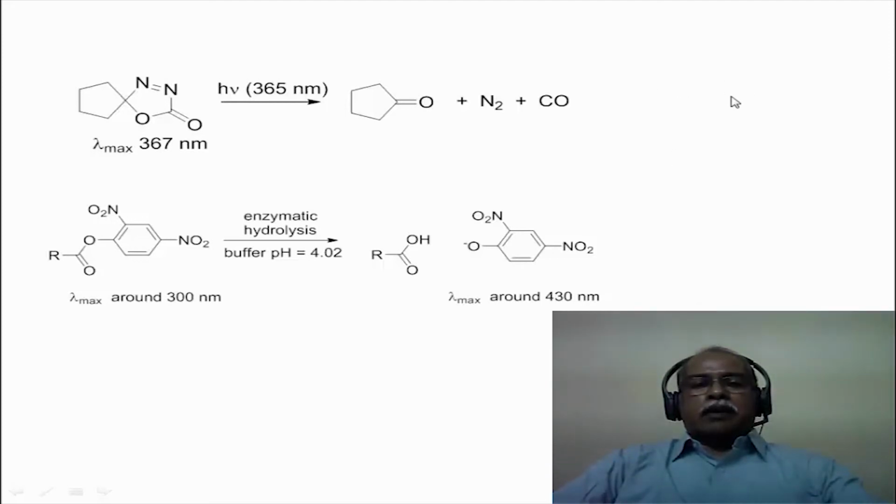Enzymatic hydrolysis, or any enzymatic reaction, is often followed by spectrophotometry as a technique. An illustrative example is shown here. The R group may be a large protein or a DNA kind of molecule to which a para-nitrophenolic or 2,4-dinitrophenolic group is attached. If one wants to study the hydrolysis by means of a hydrolytic enzyme, this can be done using spectrophotometry. The aqueous solution with the buffer of pH 4.2 is what is taken in this particular case. Before hydrolysis, the 2,4-dinitrophenolic derivative has an absorption around 300 nanometer, not more than 300 nanometer.